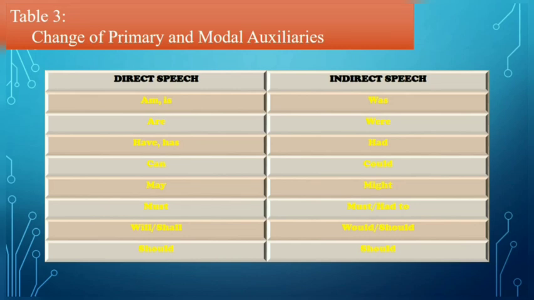Change of primary auxiliaries and modal auxiliaries. Am, is changed into was; are changed into were; has, have changed into had; can changed into could; may changed into might; must changed into must or had to; will, shall changed into would; shall changed into should. Should is already there, which means it won't change. Same, should.